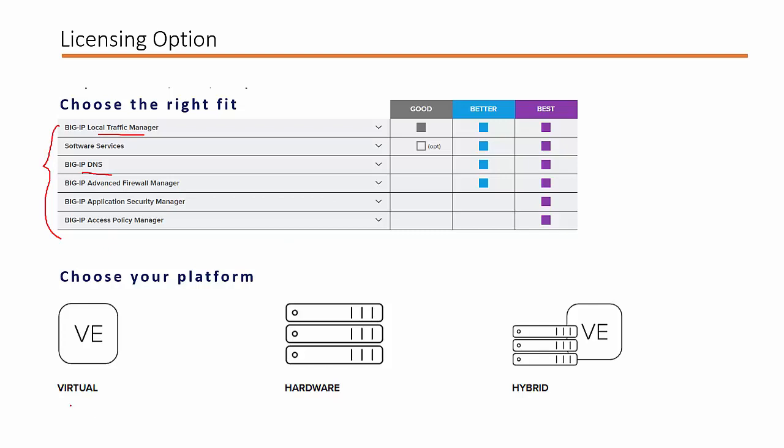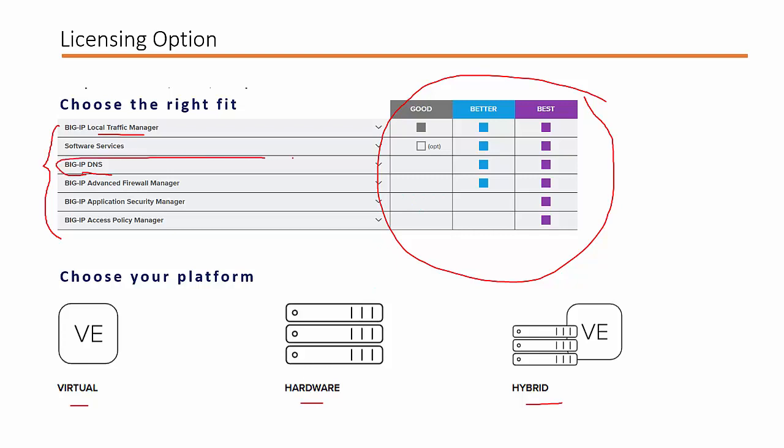Good, better, and best are the three bundles available. Or you can customize and buy as a standalone product also. The better bundle is the minimum required if you are going for Big IP DNS. If LTM is the only requirement, then good is enough. So that is all about licensing and deployment options.